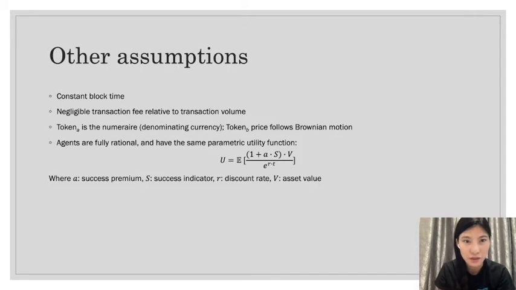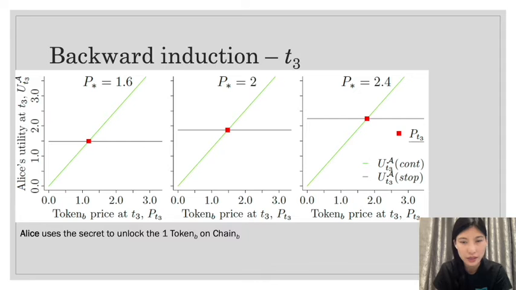The utility is derived from the expected time discounted value of the assets that they hold in the end. Additionally, they also have a success premium denoted by A, and S is the success indicator, which means that if the swap is in the end successful, then the agent will derive extra utility from the success of getting the swap completed. In our framework, we use backward induction.